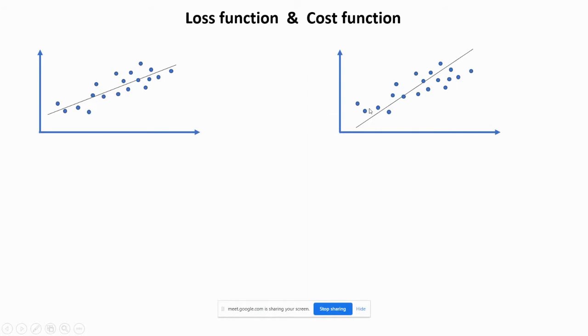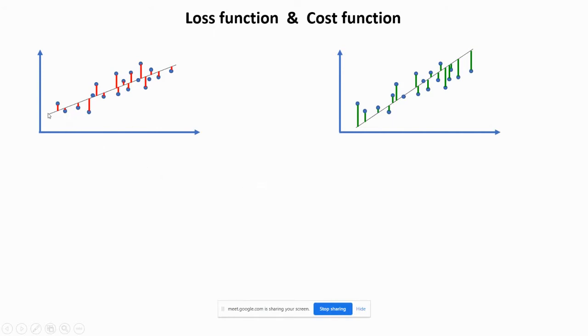You can draw an infinite number of lines with infinite slopes, but here I have chosen two examples just to illustrate. So I've drawn a line here and a line here, and with all of the points I've drawn the error magnitudes. So far so good? Is there any confusion? No.